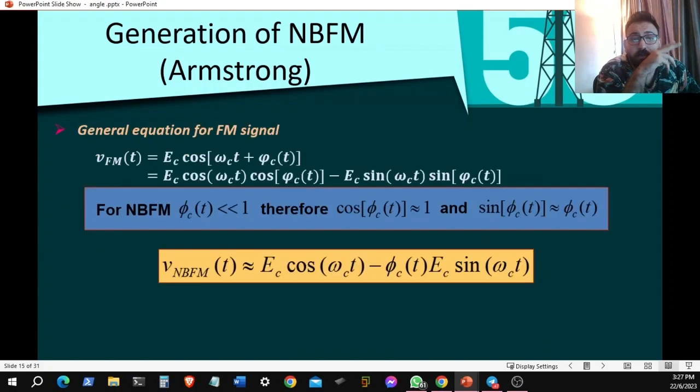And now let's talk about the general equation, which is as shown: E_C cos(ω_C t + φ(t)). And for narrowband FM, when φ(t) is less than 1, therefore cos φ(t) is almost equal to 1, and sin φ(t) is equal to φ(t). Therefore, the equation will be as follows.